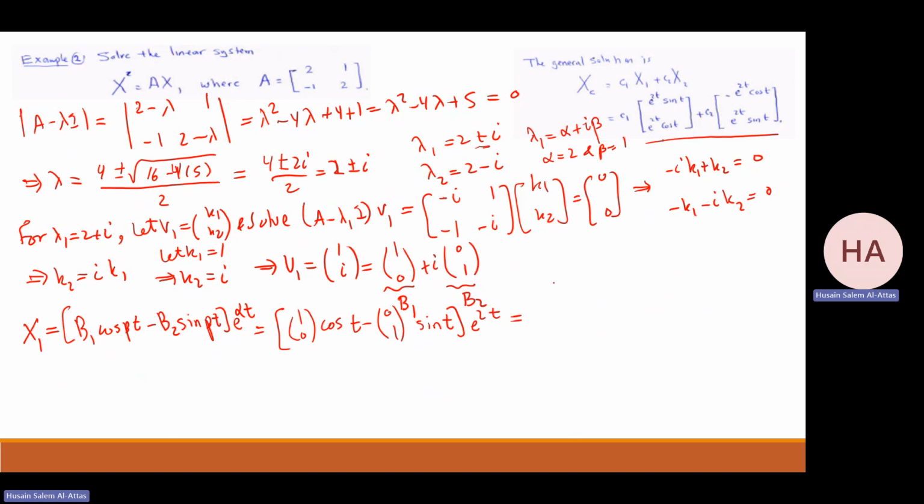And this is what? This will be cosine t minus sine t, e to the power 2t. That will be x1.